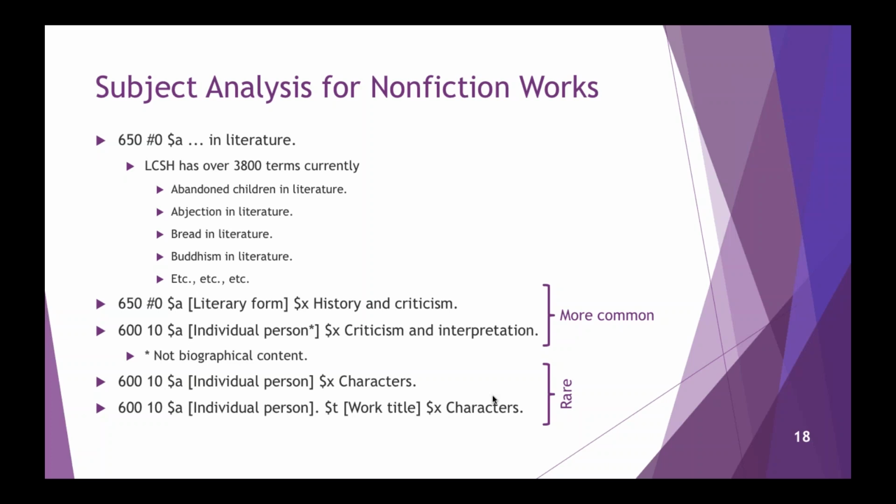So let's say that we want to talk about the character Thomas Covenant, and let's presume that as a subject or in the authority file, then we would have the 600 for Stephen R. Donaldson here, so his access point. We would have the work title to which that character belongs, so that title might be Lord Foul's Bane, subfield X characters, and then another subfield X, Covenant, Thomas.